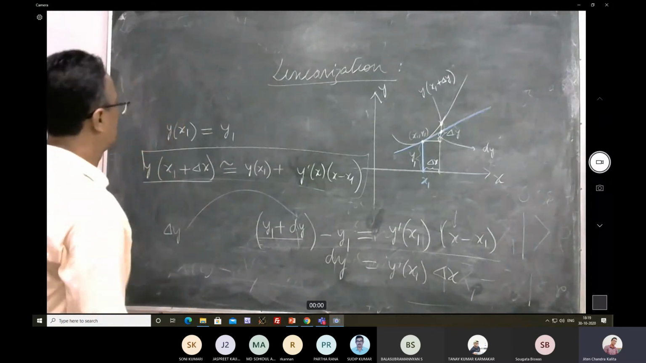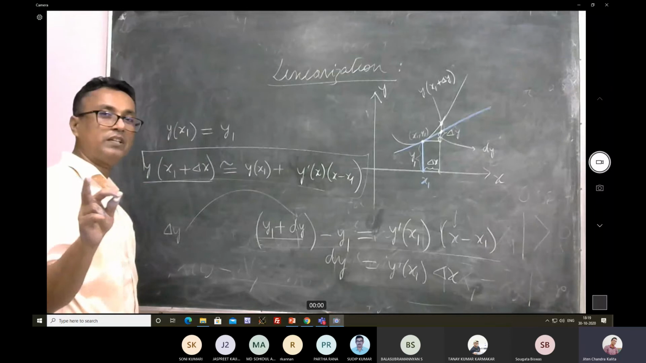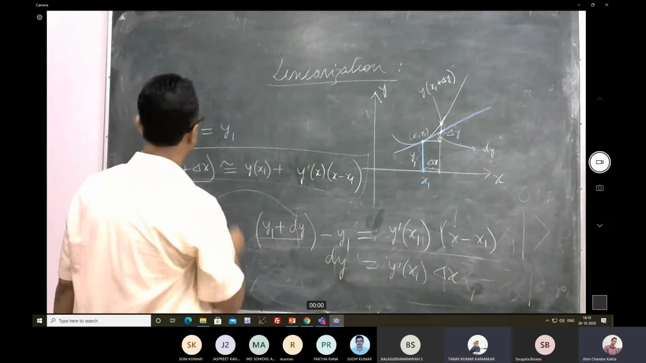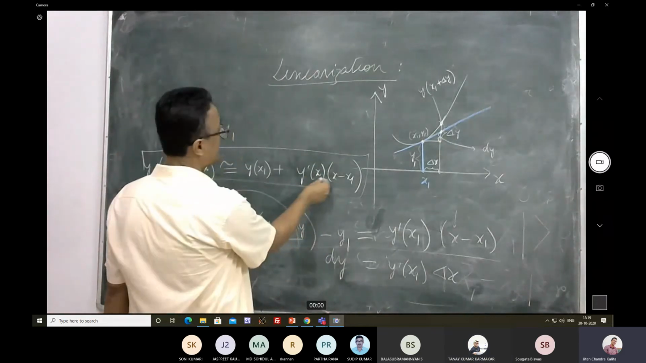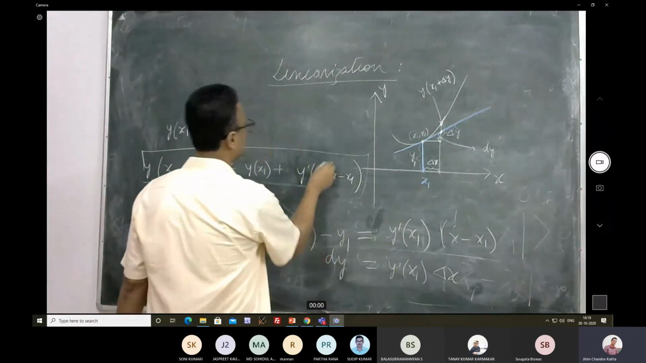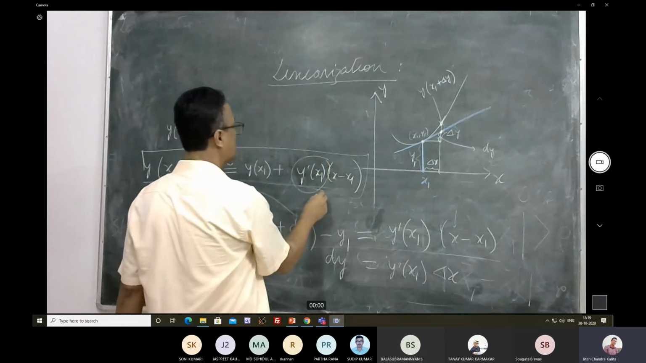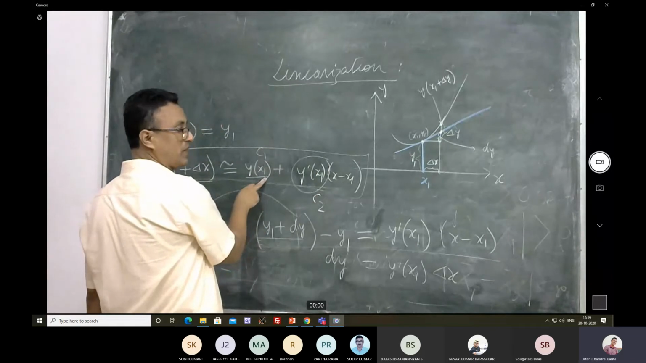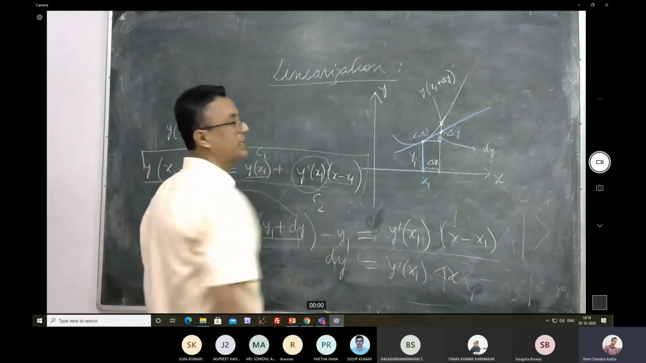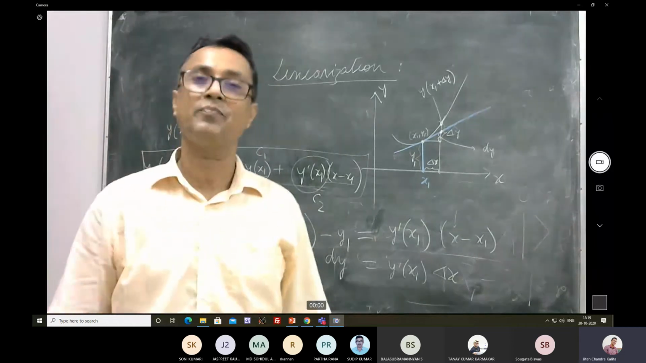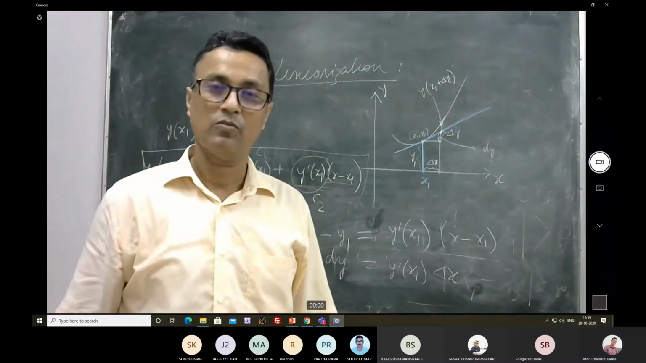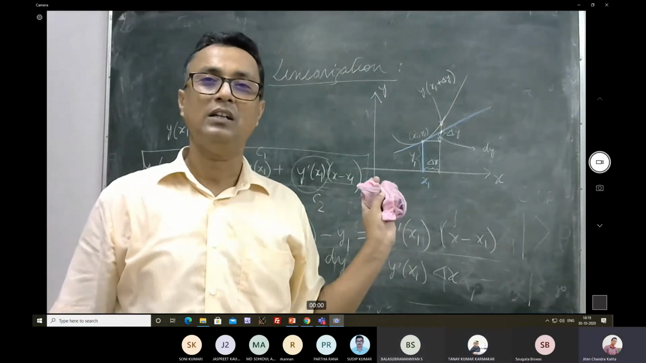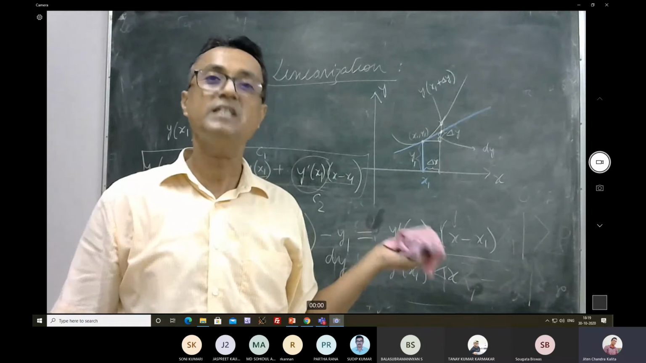Are you getting my point or not? Why is it called linearization? Because you can see that y prime at x1 is going to give you some fixed value, say C2, and y at x1 is also some fixed value, this is C1. So C1 plus C2 times x minus x1 is a linear function in x. Is it okay? That is why this concept is called linearization.